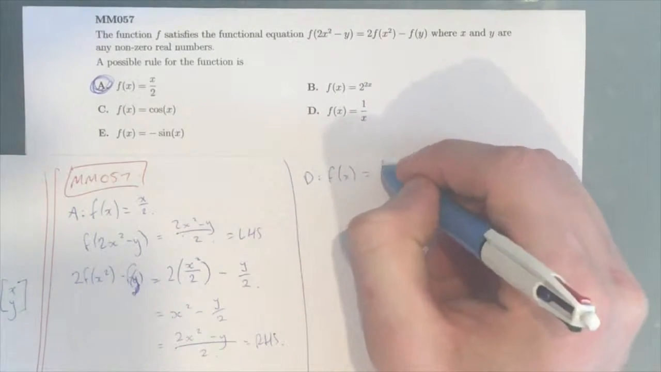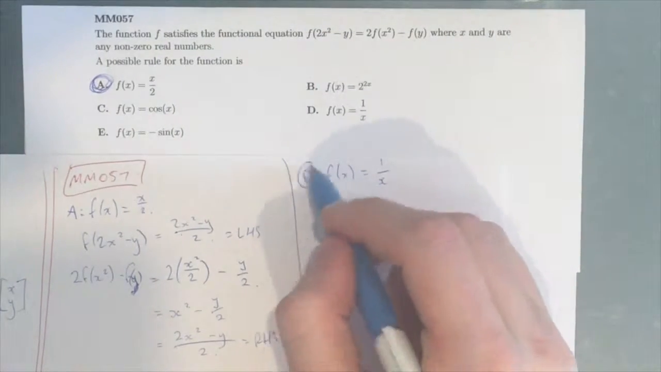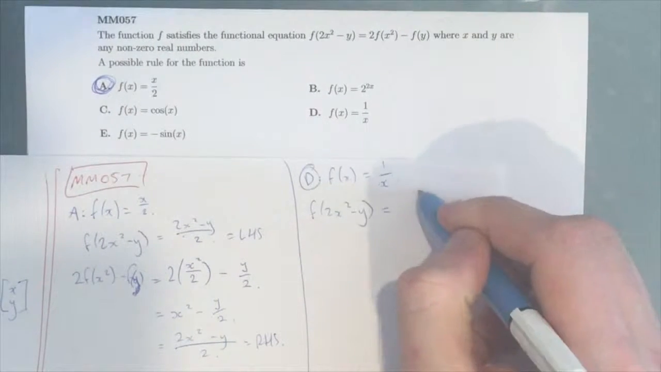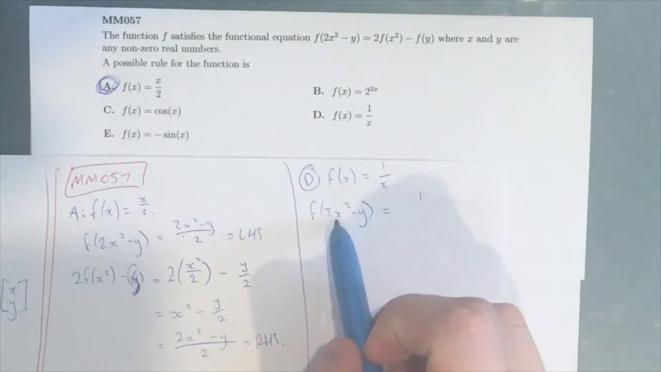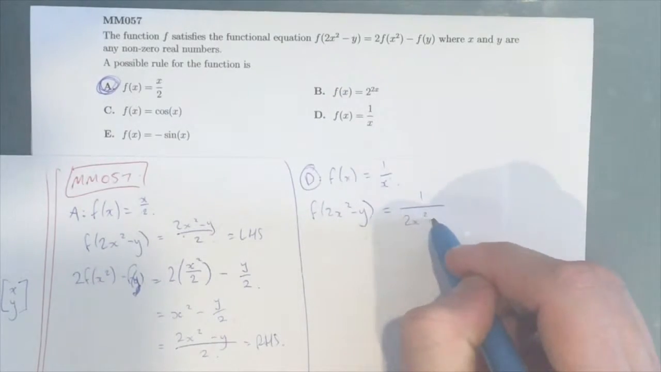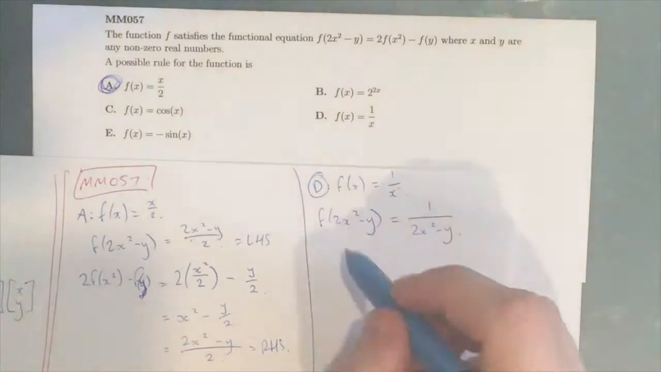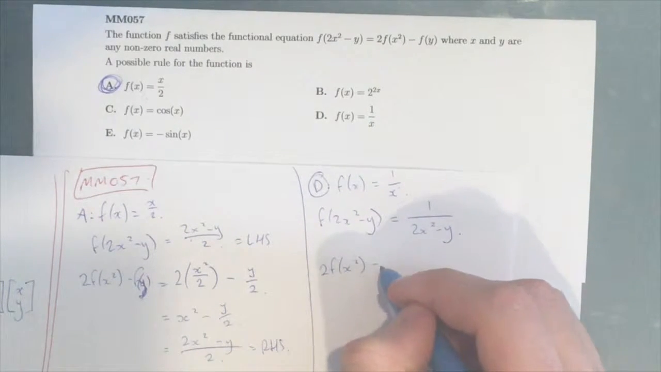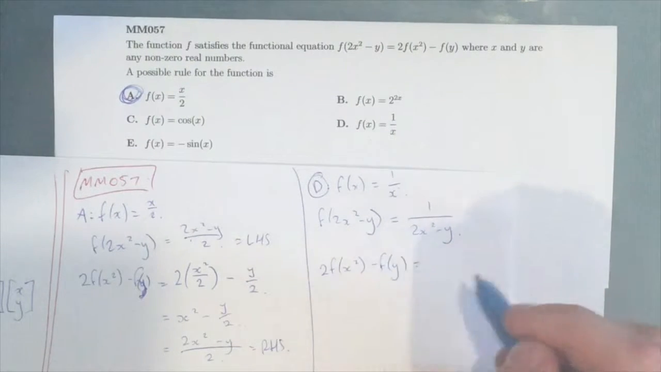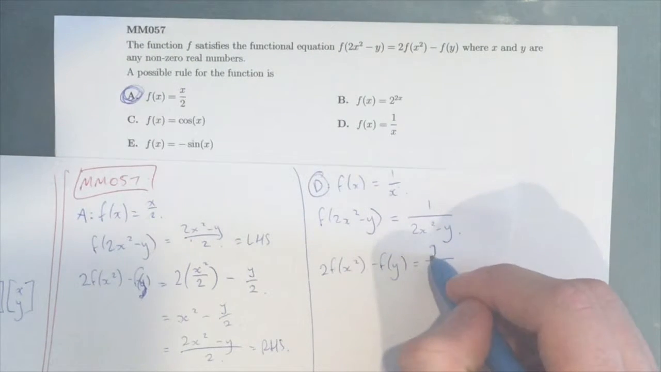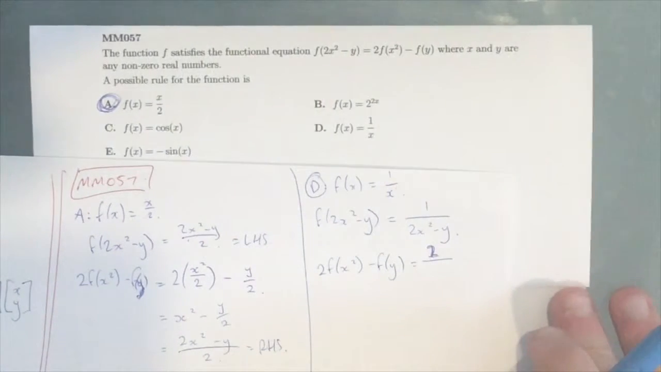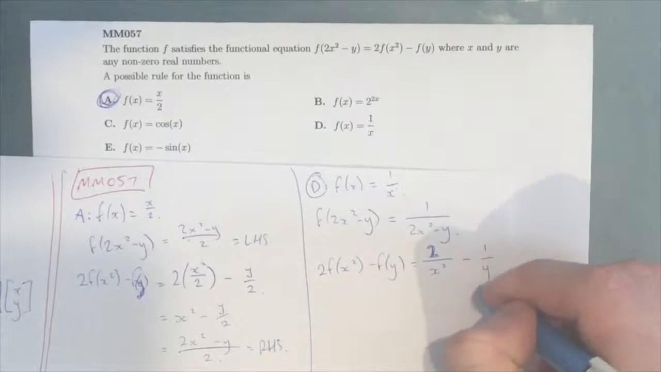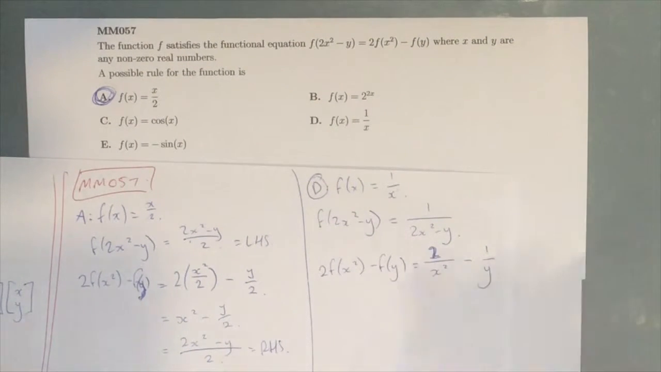So f of x is equal to 1 on x, and we want to find out what f of 2x squared take y is. And so again, all we do is replace x with 2x squared take y, and we can't really simplify that any further, so that's just equal to that. So then we have 2 times f of x squared take f of y, which equals 2 over x squared, because we're timesing this by 2, minus 1 on y.